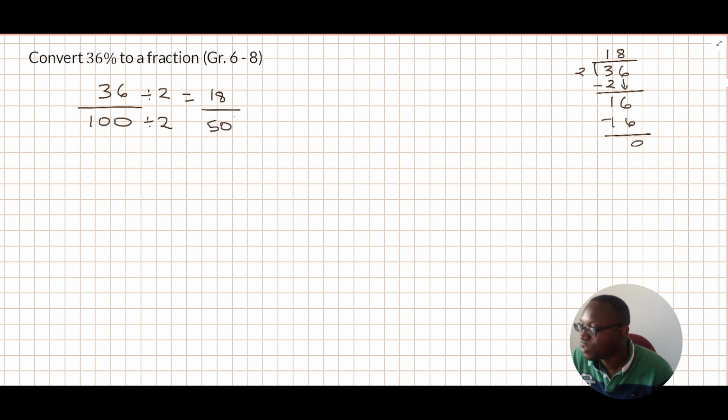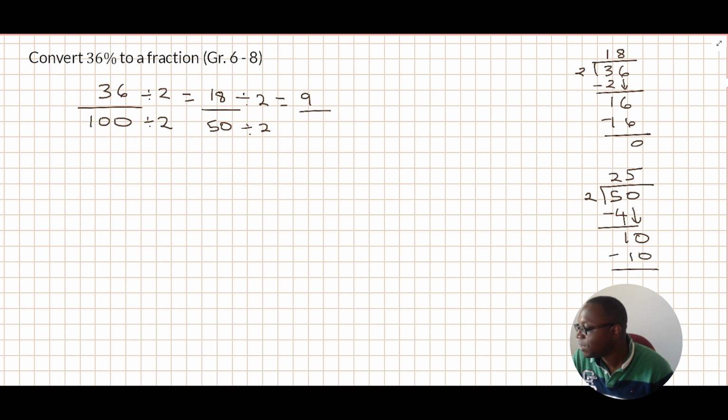Now, there are still 2 even numbers, so we can divide by 2 again. 18 divided by 2, we have 9. And then 50 divided by 2. How many groups of 2 in 5? We have 2 of those. 2 multiplied by 2, we have 4. We subtract. 5 minus 4, 1. Then we bring down the 0. 10 divided by 2, we have 5. 5 multiplied by 2, we have 10.